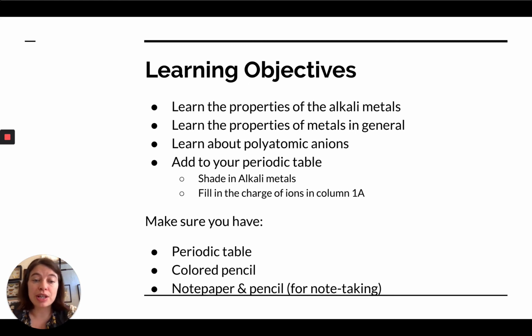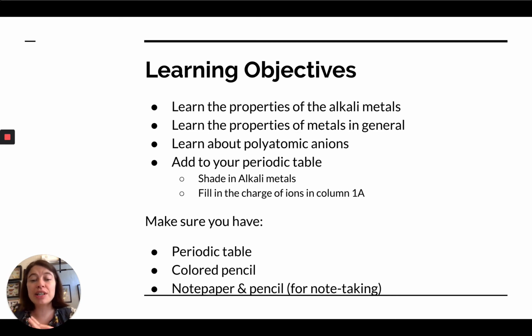Before you get started, you need to make sure you have a few things. You will need your periodic table. You're going to need some colored pencils. Today, you'll only need one, but overall, you're going to need 9 different colors at least. I really recommend colored pencils because you can shade in with them lightly and still read your periodic table, but we are going to be coloring, so make sure you have those.